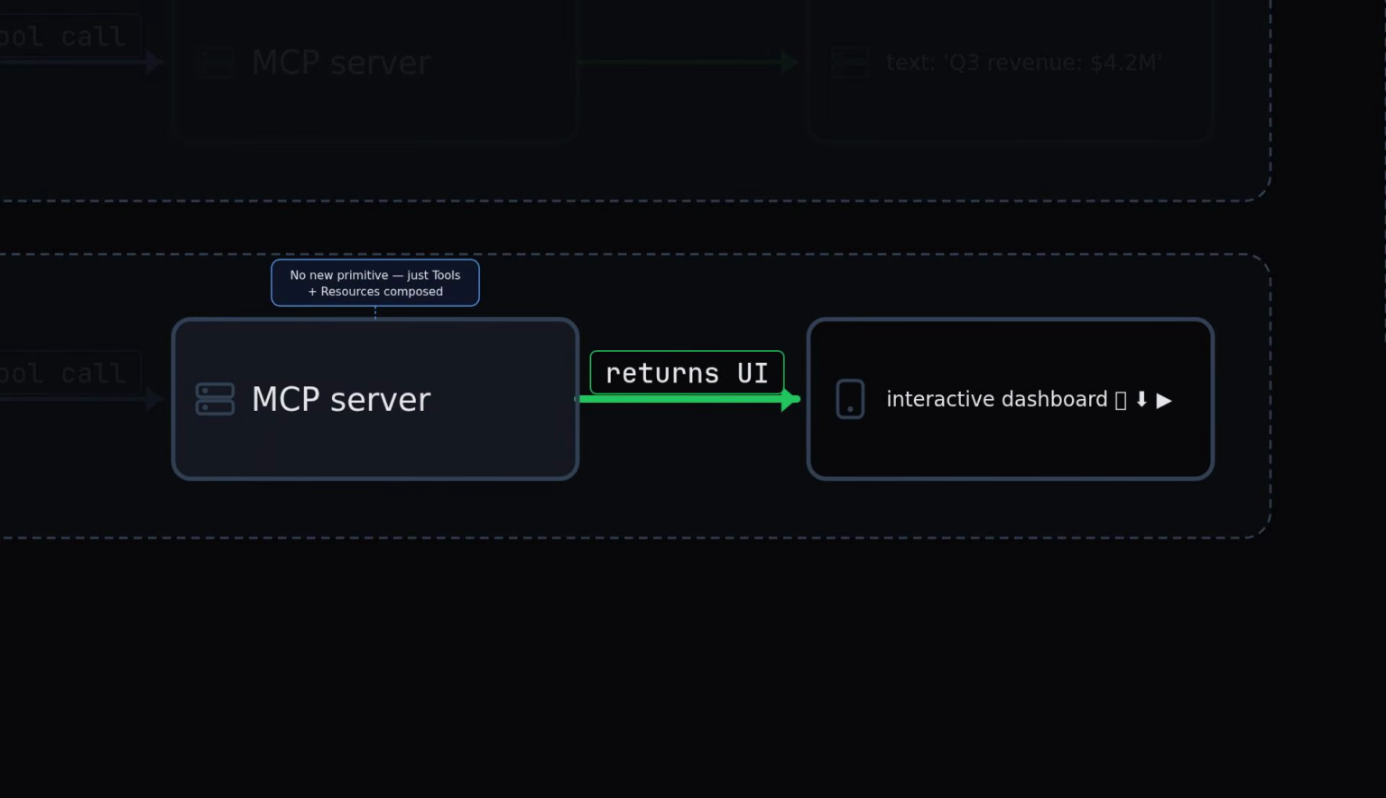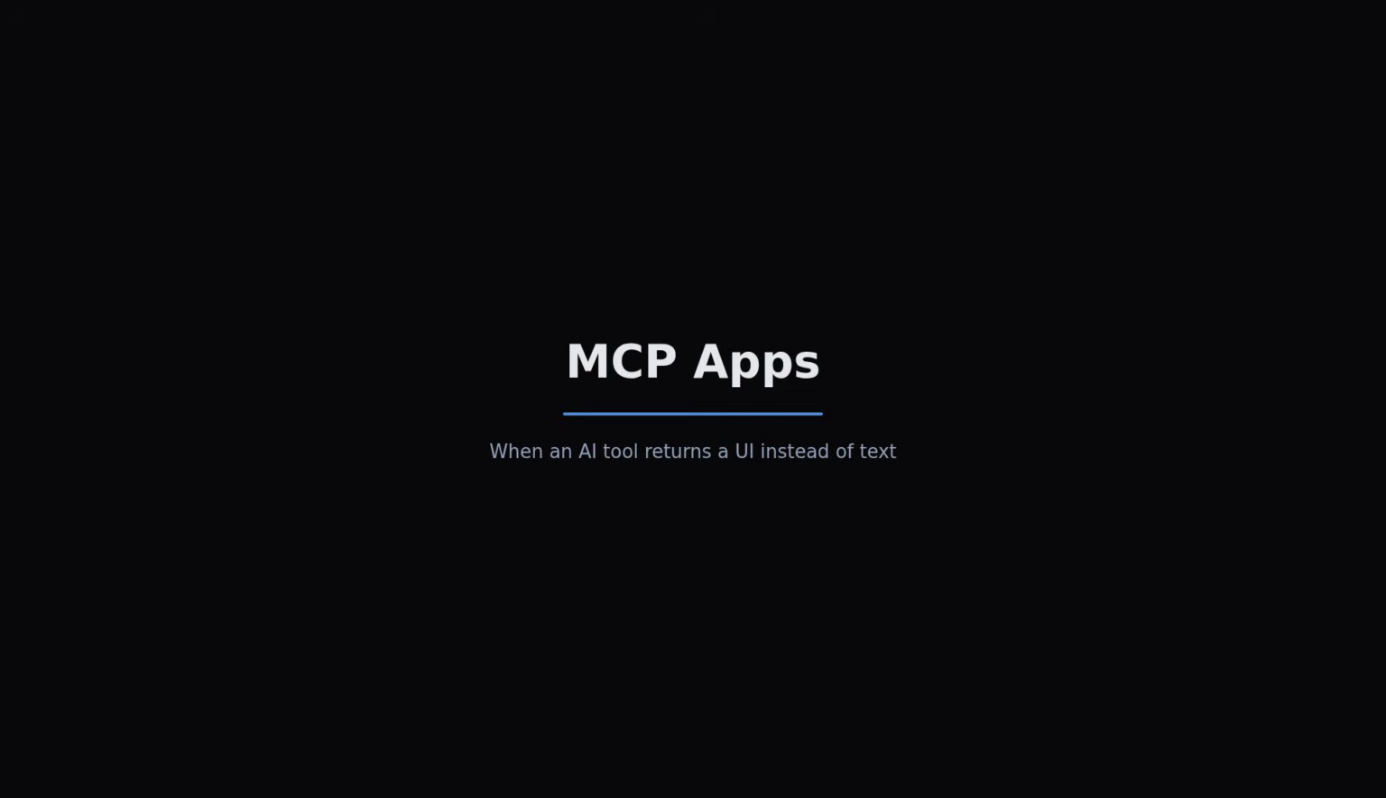Here's the part most explanations skip. MCP Apps didn't add a new piece to MCP. Remember from episode 2, MCP servers exposed 3 things: tools, resources, prompts. MCP Apps just composed 2 of them in a clever way. A tool now points at a resource, and that resource happens to contain HTML, CSS, and JavaScript. No new primitive, just a new combination. Part 2, how it actually works.